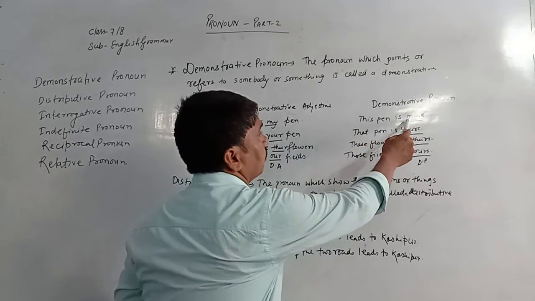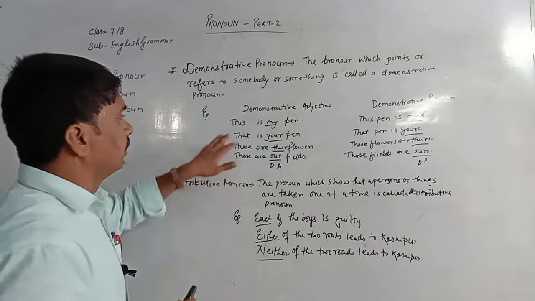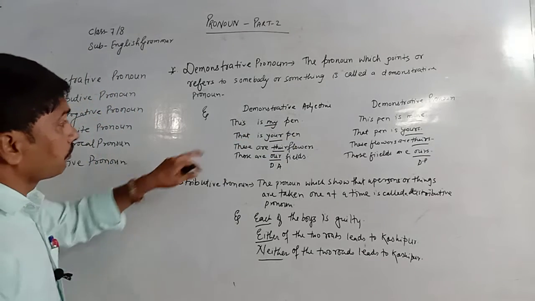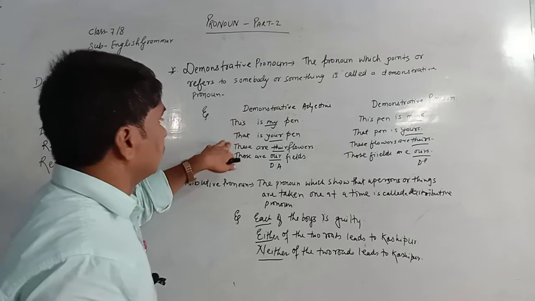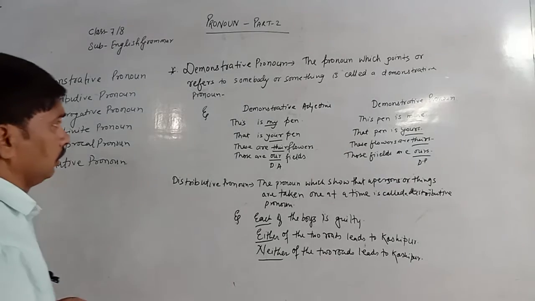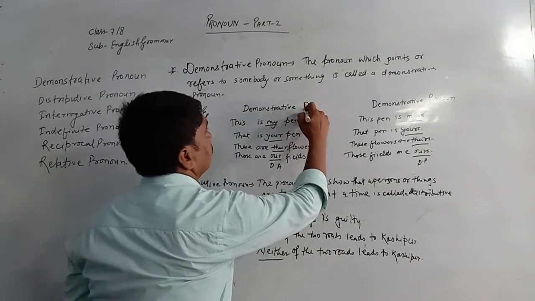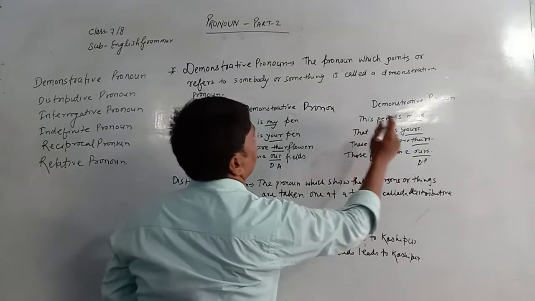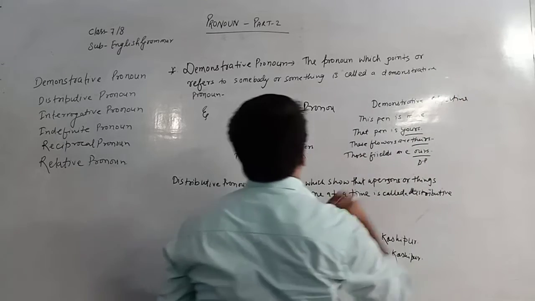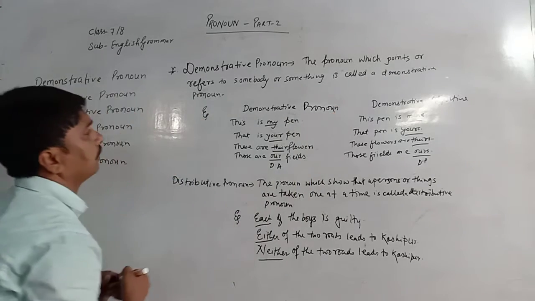This pen is mine. You can see here, this is my pen. So in demonstrative pronoun we learn about this, that, these, those. See over here the example: This is my pen.